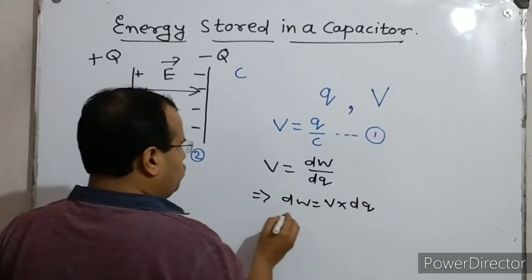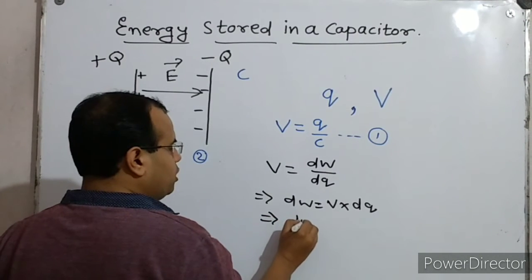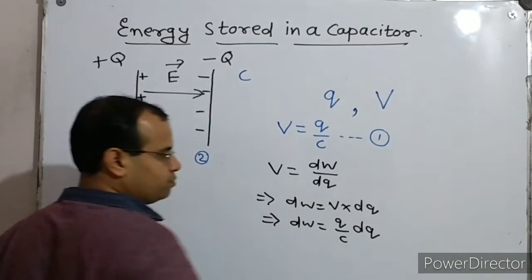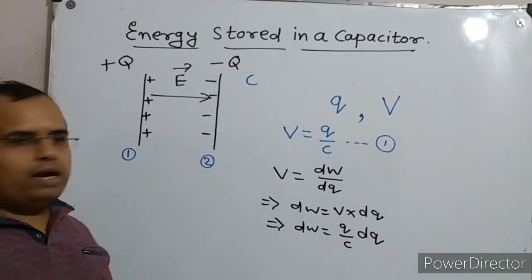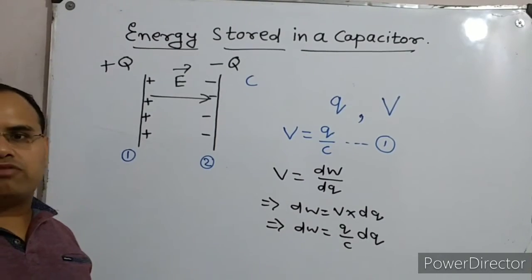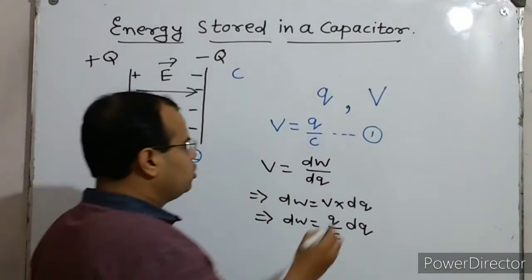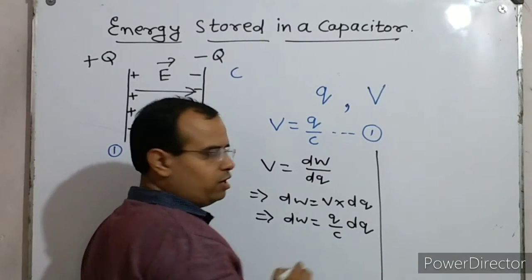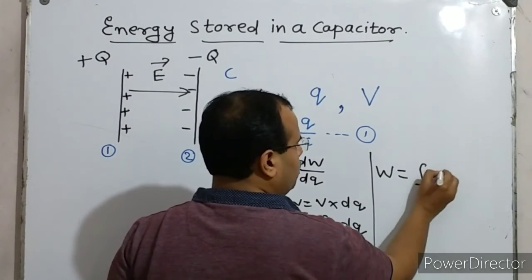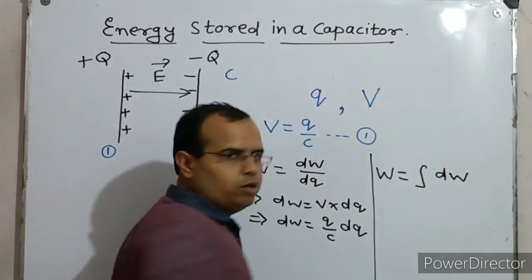Now what is V? V is Q upon C, so you can substitute here dW is equal to Q upon C into dQ. So this is the small work done. And what actually we have to find? We have to find the total work done in charging the capacitor from 0 to capital Q. So total work done is equal to integration of all such dWs.